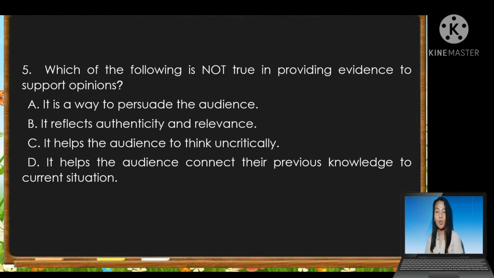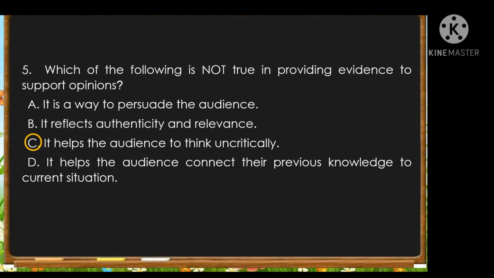And for the last question, question number 5. Which of the following is not true in providing evidence to support opinions? A. It is a way to persuade the audience. B. It reflects authenticity and relevance. C. It helps the audience to think uncritically. And letter D. It helps the audience connect their previous knowledge to current situation. What is our answer for question number 5? Think about it! Yay! And the answer is letter C! Very good! You got them all nice.